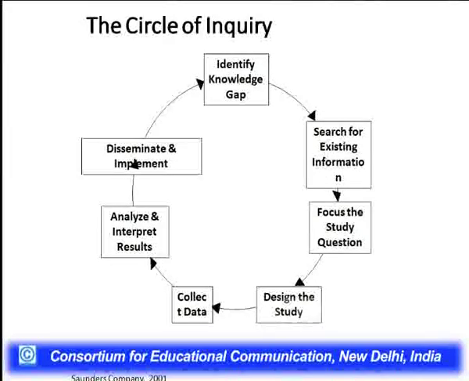So, when we try to do research, it is a circle: we identify the knowledge gap, search for existing information, do the data collection, analyze the data, and disseminate and implement. When the data is collected and analyzed, there is certain new knowledge that needs to be researched, and that takes you back to the first stage. So that is why it is said that it is a cyclical process.